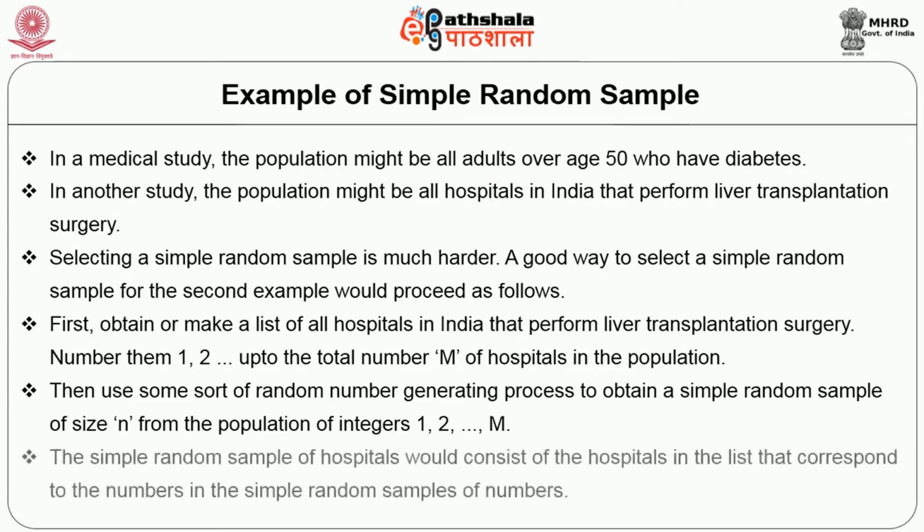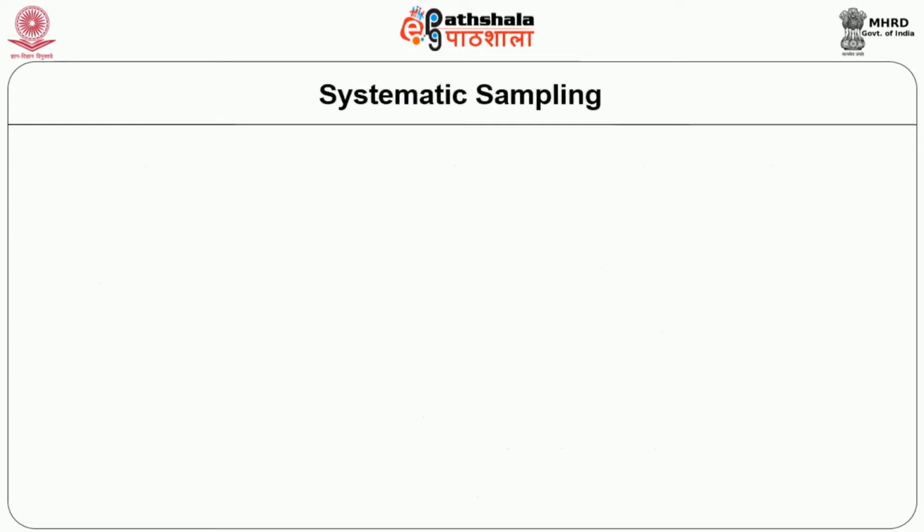Up to m. The simple random sample of hospitals would consist of the hospitals in the list that correspond to the numbers in the simple random sample of numbers. Now that we have discussed simple random sampling in detail, we further proceed to the systematic method of sampling.